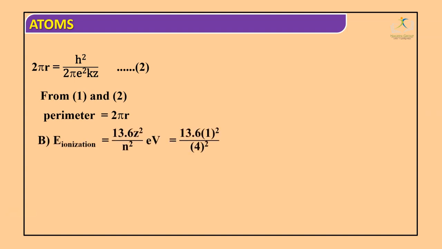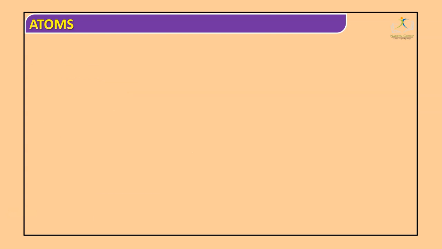And the ionization energy is equal to 13.6 z square by n square electron volt. So n is equal to 2 here, and z is equal to 1. So we just got the value 0.85 electron volt, which is option 1.